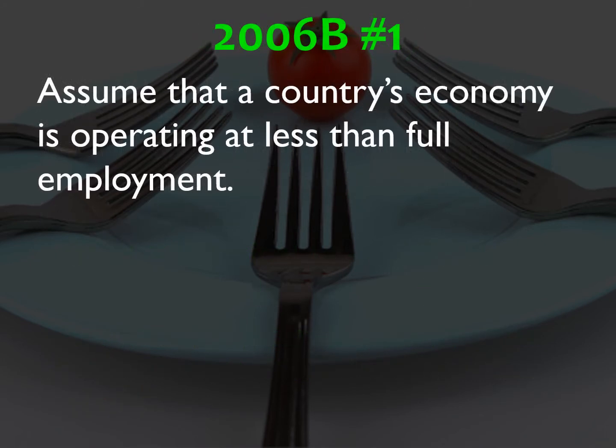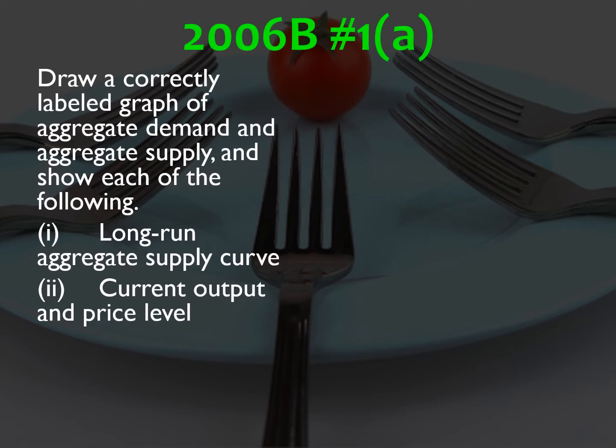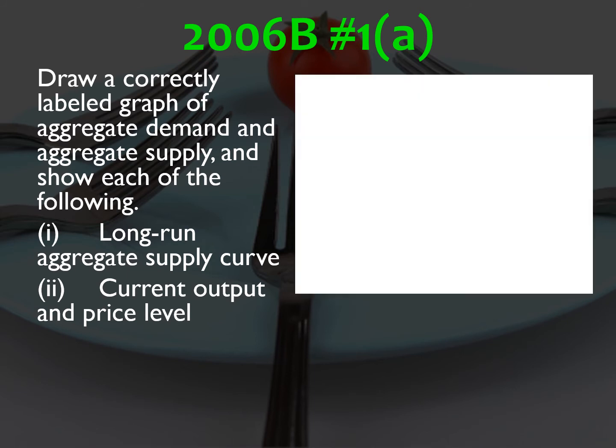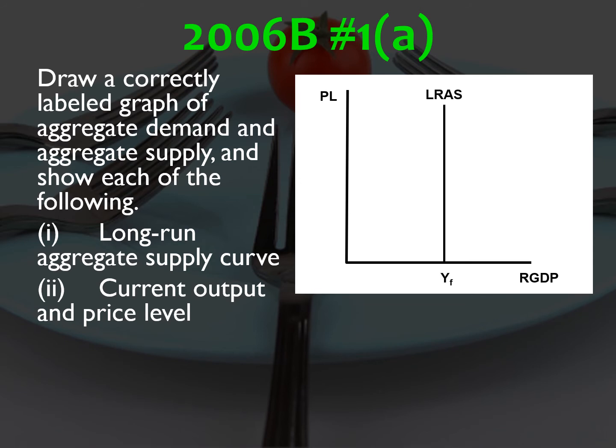Let's go to 2006B, number 1. Assume that the country's economy is operating at less than full employment. A, draw a correctly labeled graph of AD and AS and show each of the following: the LRAS and the current output and price level. So you have price level on the y-axis, real output on the x-axis. It is LRAS, and you have what's called a recessionary gap.